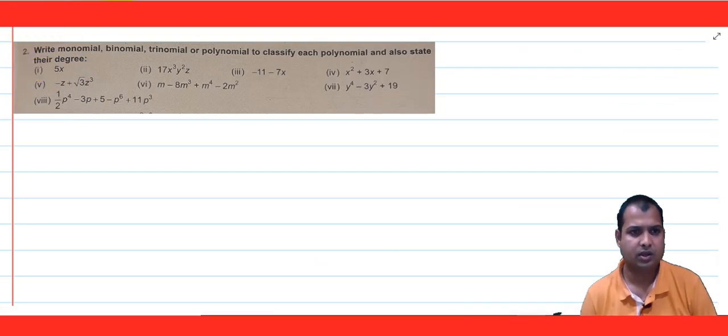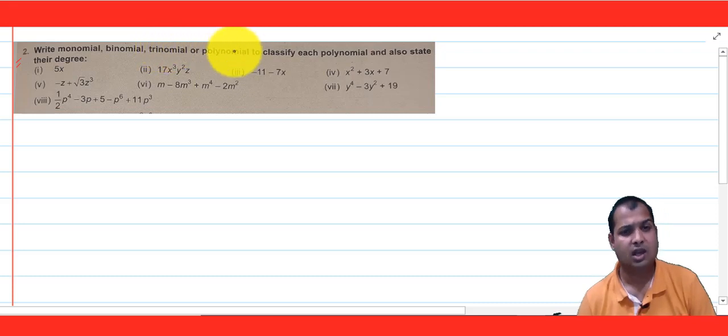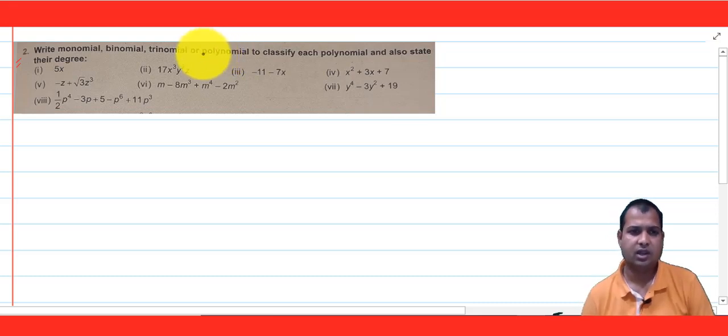So here question 2 is: write monomial, binomial, trinomial or polynomial to classify each polynomial, and also state their degree. So here what we have to do is classify which one is monomial, which one is binomial, which one is trinomial, and which one is polynomial. Monomial means a polynomial which has only one term. Binomial means a polynomial which has 2 terms. Trinomial means a polynomial which has 3 terms, and polynomial is an algebraic expression which has more than 3 terms. And about the degree, we have already learned.